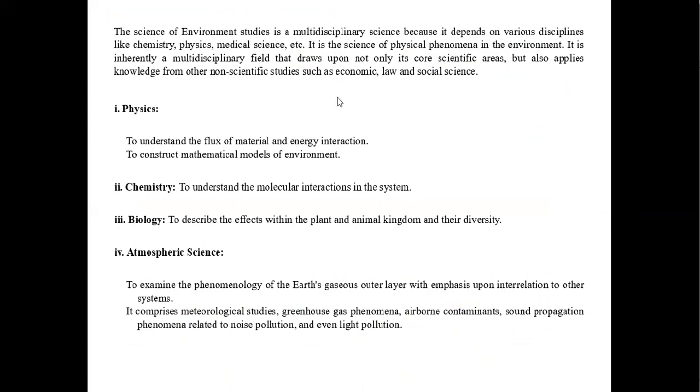You can see here different explanations of this multidisciplinary nature. The science of environmental studies is a multidisciplinary science because it depends on various disciplines like chemistry, physics, medical science, etc. It is the science of physical phenomena in the environment. It is inherently a multidisciplinary field that draws upon not only its core scientific areas but also applies knowledge from other non-scientific studies such as economics, law, and social sciences.